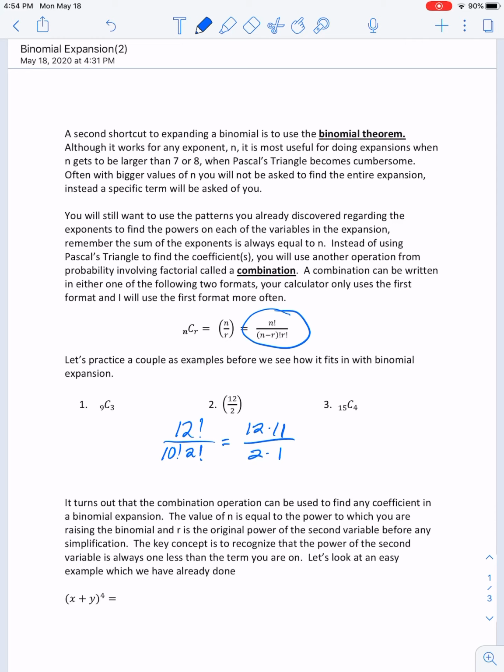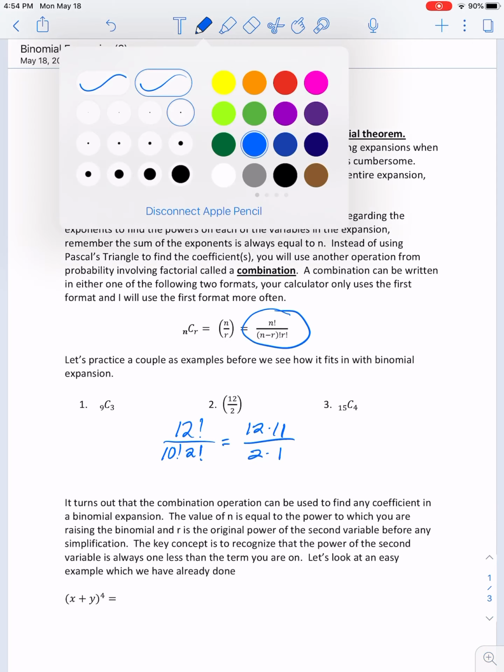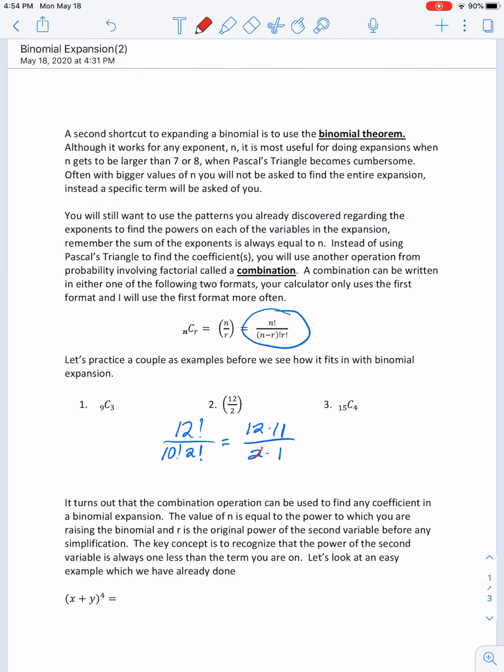You've got 2 times 1, and again, obviously, the 2's could cancel here. 2 into 12 goes 6 times, and you could say that this is equal to 66. So even though it looks kind of ugly to begin with, a lot of times it's a very manageable answer to finish with.